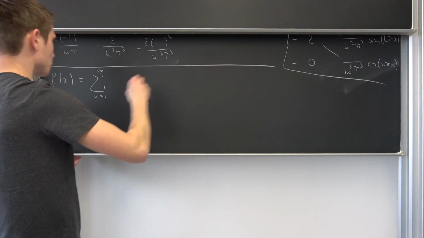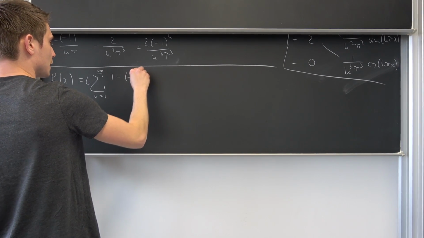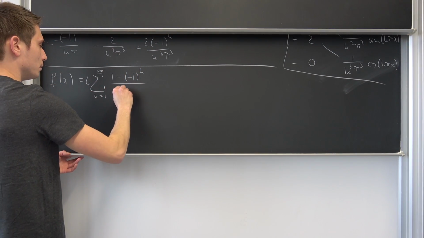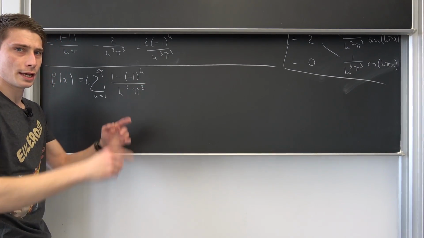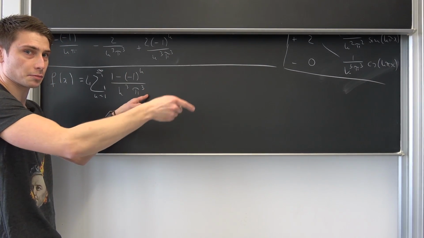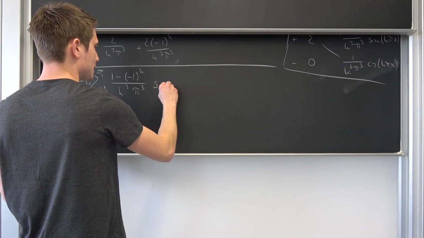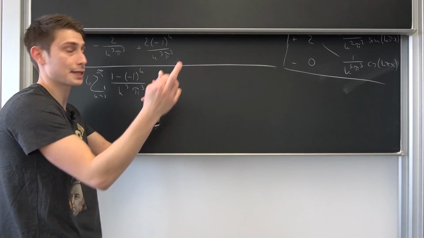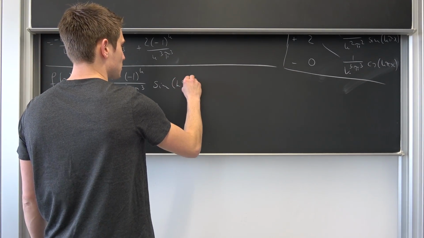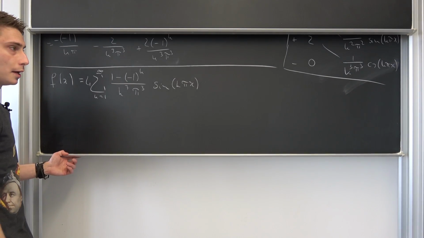We can bring the 4 to the outside actually. Then we have 1 minus negative 1 to the kth power over k to the third power pi to the third power, and this has been the sine part, basically the odd part in this Fourier series. So this is the sine of k times pi times x over L, but L is 1, so just k times pi times x. This is what we have right now.